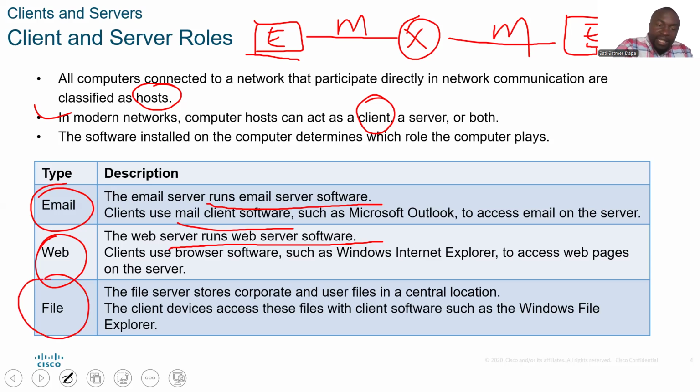Then you have a file server. A file server is just a computer that keeps a lot of files. Anytime you need to access certain files, you go to the file server. So the file server stores corporate and user files in a central location. The client devices access these files with client software, such as Explorer.